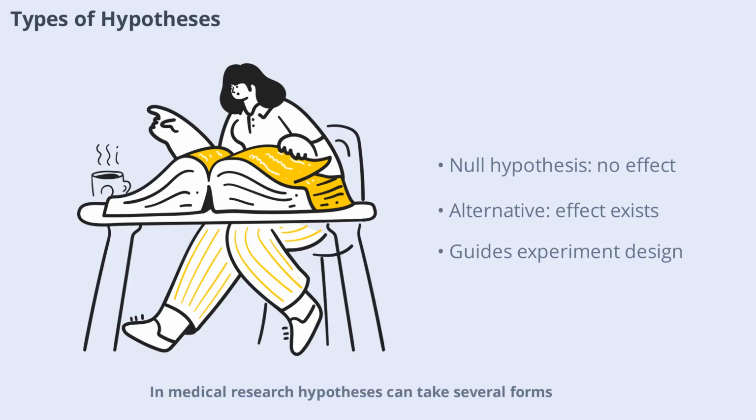In medical research, hypotheses can take several forms. The most common are the null hypothesis and the alternative hypothesis. The null hypothesis suggests that there is no effect or no difference, while the alternative hypothesis proposes that there is an effect or a difference. Understanding these types helps researchers design experiments that can clearly support or refute their ideas. Choosing the right type of hypothesis is essential for drawing valid conclusions from your study.